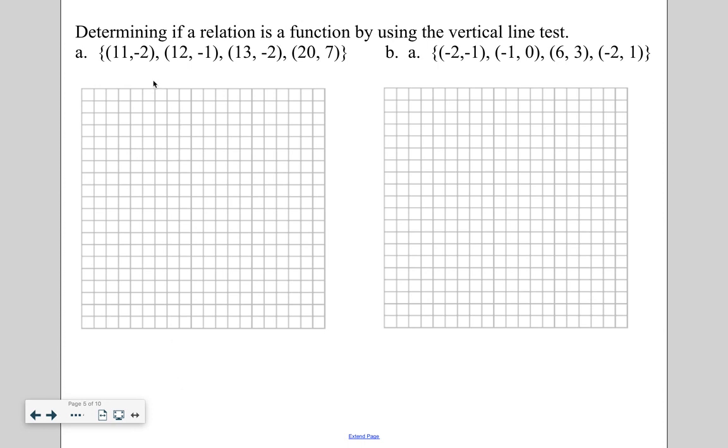Okay, so step 1 is going to be to plot these points on the coordinate plane. I would suggest maybe putting your y-axis over here so you have enough room. Plot your points and then see if it's possible to draw a vertical line and hit 2 points at once. If you can, that means it's not a function. So push pause now.